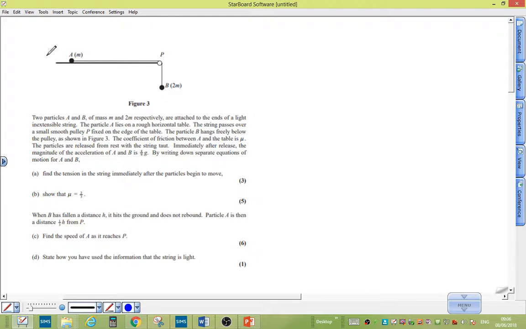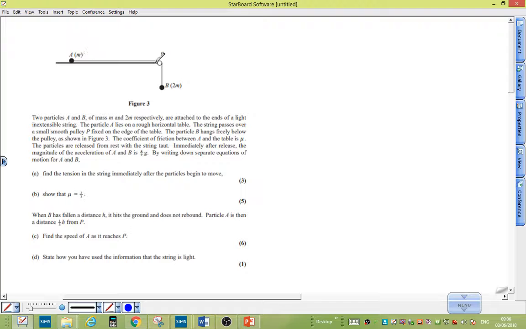Okay, this comes under the title of connected bodies, but you can't treat them as one connected body because they're not moving in the same direction. So we have to treat these as separate entities anyway. Okay, so we're going to label the diagram first of all.